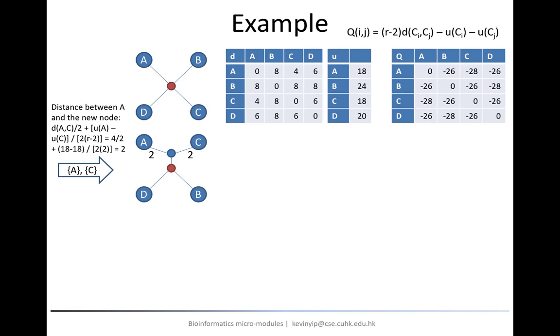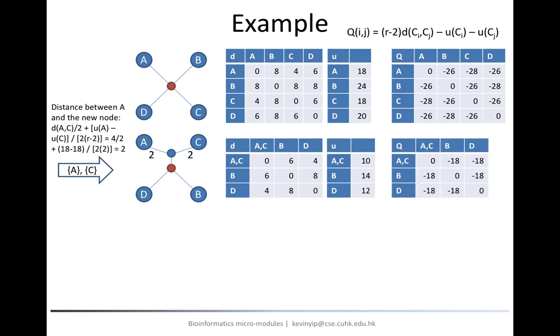Based on the formulas given previously, the distance from A to this new node is found to be 2, and the distance from C to this new node is also 2. We also update the distance matrix by computing the distance between this new cluster AC with B and with D, using the formula given previously. Now we again compute the U values and then the Q scores.